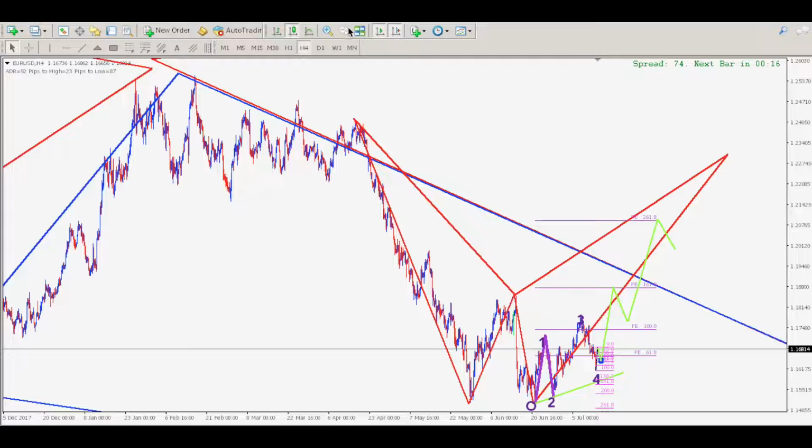I'm going to zoom out just so I can draw this last trend line. And then here you would have your last rise up.